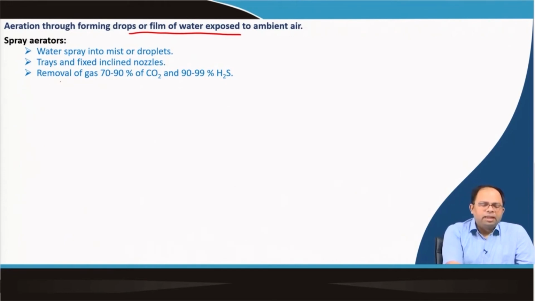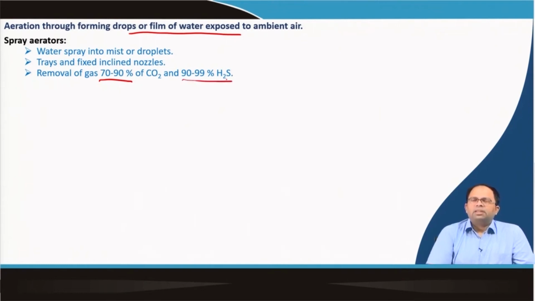This helps in removal of gas, 70 to 90% of CO2 and 90 to 99% of H2S. So, probably we will use this kind of aerator when there is a lot of H2S mixed in the water. We have to decide based on what the constituents of these gases in the water are.